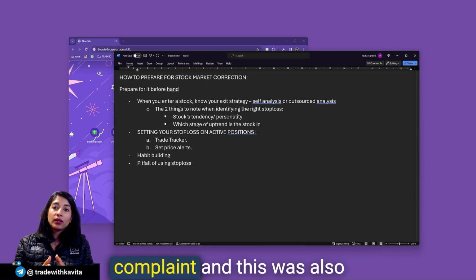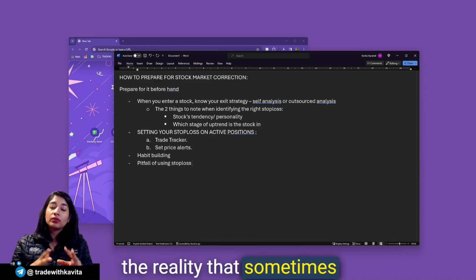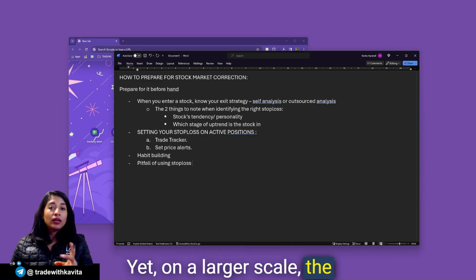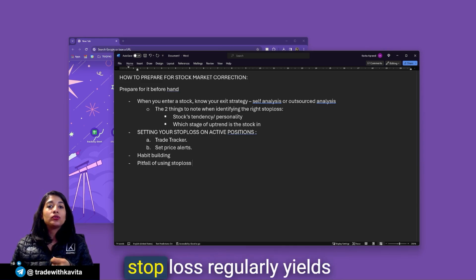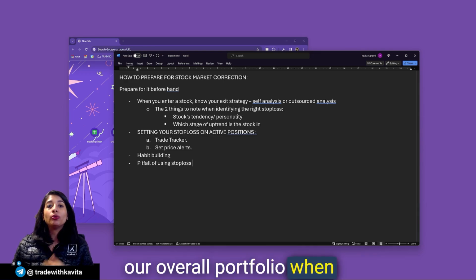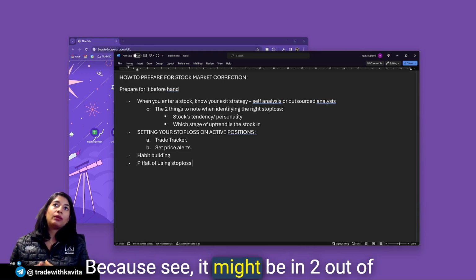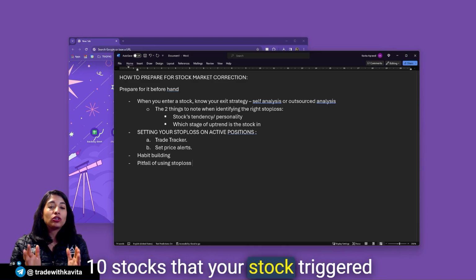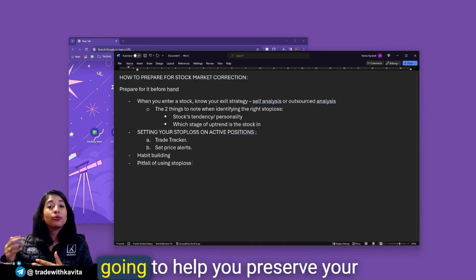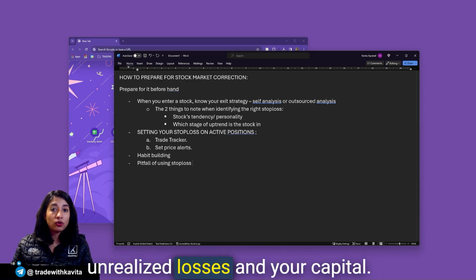A lot of people have this complaint, and this is also the reality, that sometimes stop loss gets triggered and then the stock goes up. Yet on a larger scale, the art and science of using stop loss regularly yields a much better return for our overall portfolio when compounded over the long time. Because see, it might be in 2 out of 10 stocks that your stop loss got triggered and the stock went up. But in 8 out of 10 trades, it is going to help you preserve your capital and limit your unrealized losses.